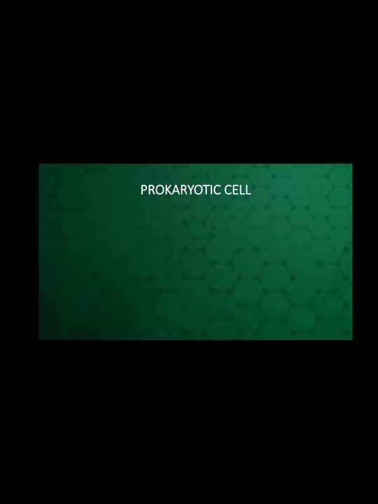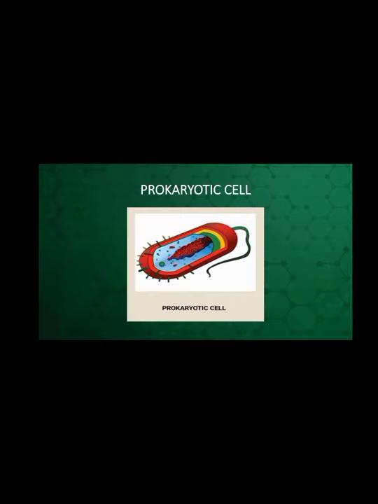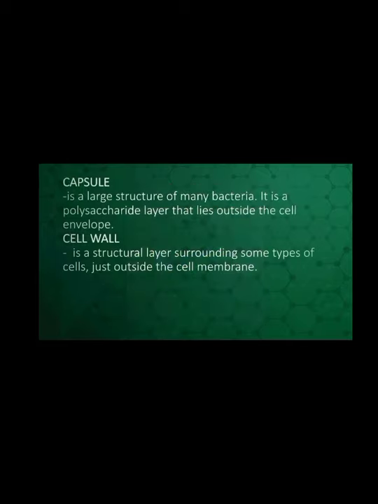So the second type of cell is the prokaryotic cell. Prokaryotic cells are small and lack membrane-bound nuclei. They comprise bacteria and archaea. Their genetic material isn't stored within a membrane-bound nucleus. Instead, it is stored in a nucleoid that floats in the cell cytoplasm.